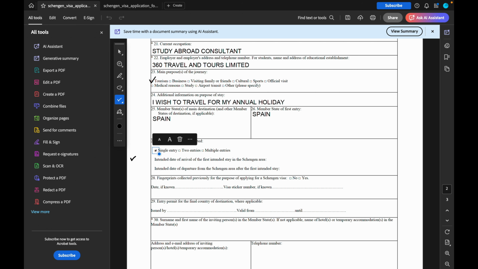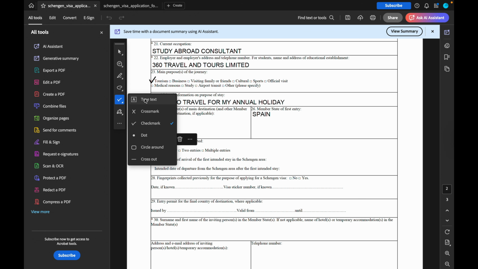It means that for single entry, once you enter the Schengen area, if you leave, even if your visa is valid for 1 year, you will not be able to enter back because it's a single entry visa. However, if you have 2 entries, you can enter back again, and then if you leave, you won't be allowed. But multiple entry allows you to enter as many times as possible, all within the validity of your visa. So now we're going to progress to intended date of arrival.